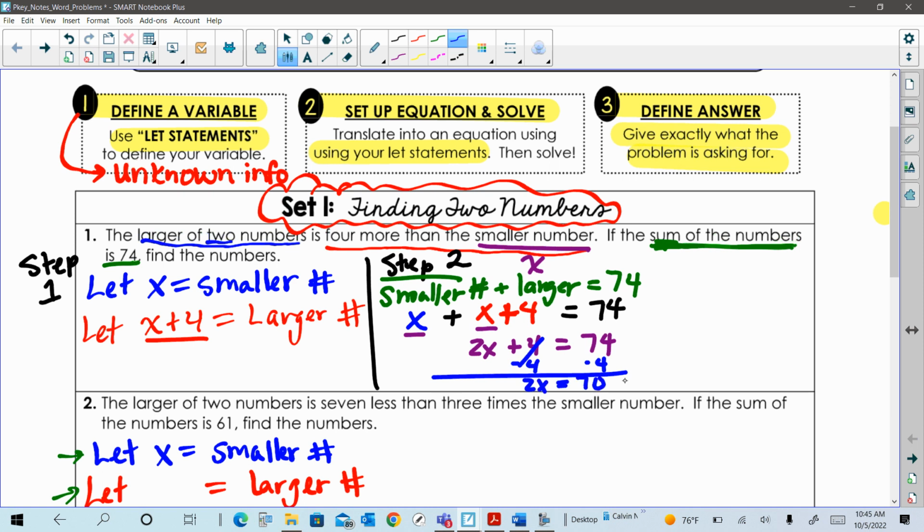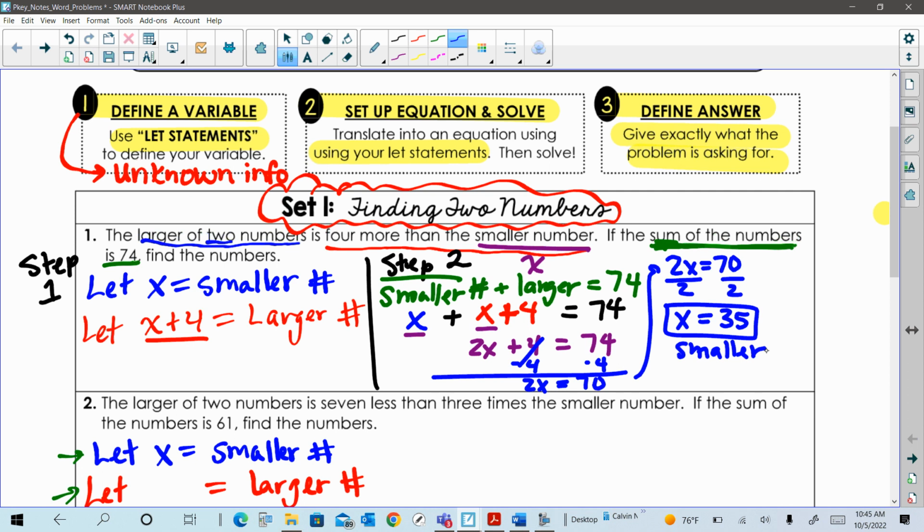I ran out of room, so I'm going to come over here to the top. 2x equals 70. And then what's our last step here? Divide by 2. Okay. So that means my x equals 35. So I have solved for x, which is step 2. Remember, this represents the smaller number. This is the smaller.